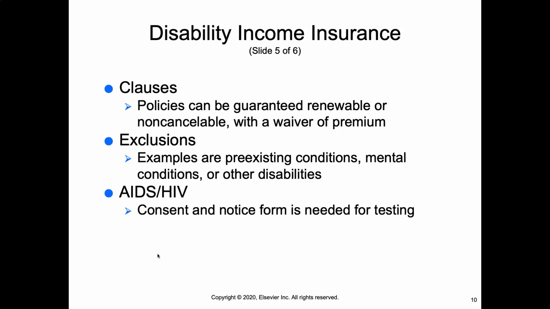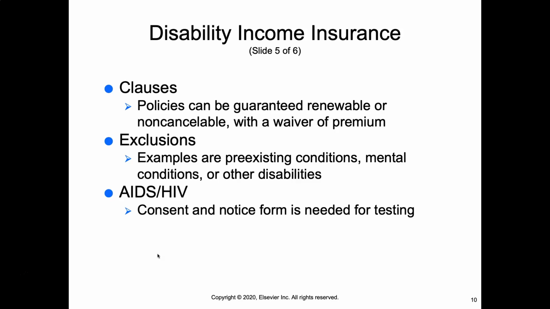Clauses. Policies have clauses in them where they talk about a guaranteed renewal, or it's non-cancelable, or a waiver of premium. They have all these little caveats to say, you've got to keep this in mind, or that in mind, or this is covered, that's not covered. Exclusions. Sometimes with disability, they'll say pre-existing conditions.